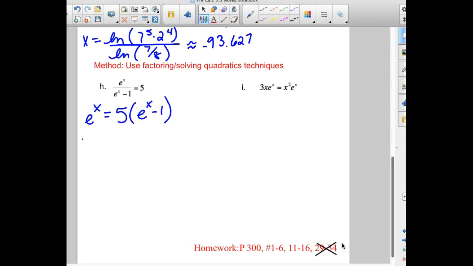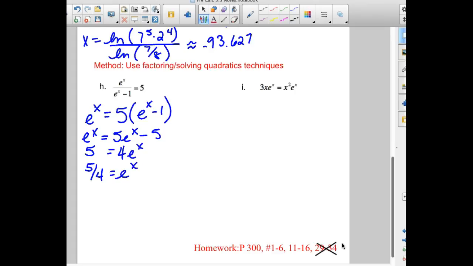I'm going to go ahead and distribute. And then I'm going to get everything onto one side, all my e to the x pieces. So I'm going to subtract the e to the x and make this 4e to the x, and I'm going to bring the 5 to the other side. And then I can divide out my 4.